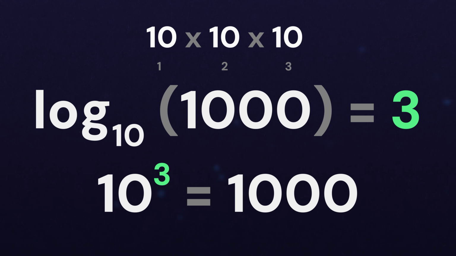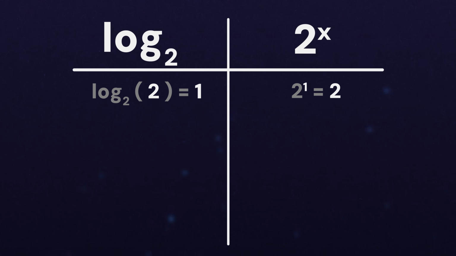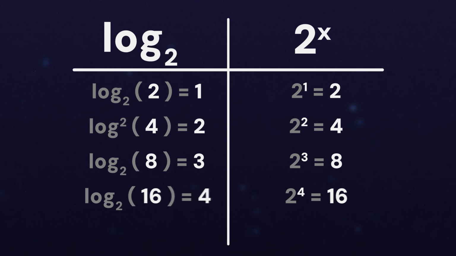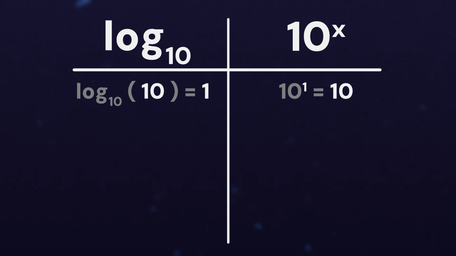Well, the answer is 3, because 10 to the third is 1000. Let's take a look at a bunch more examples. Log base 2 of 2 is 1. Log base 2 of 4 is 2. Log base 2 of 8 is 3. Log base 2 of 16 is 4. Log base 2 of 32 is 5. You get the idea. Log base 10 of 10 is 1.